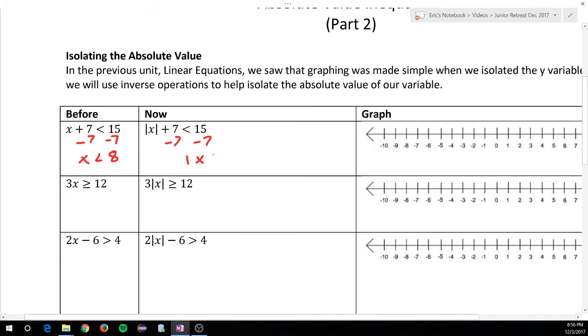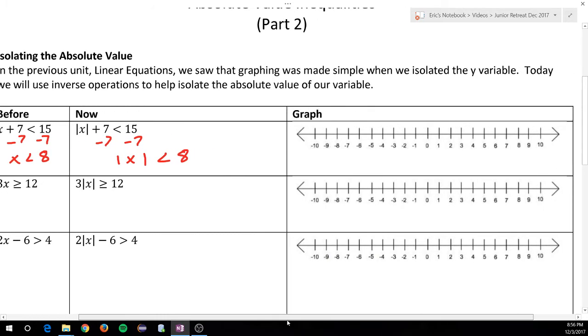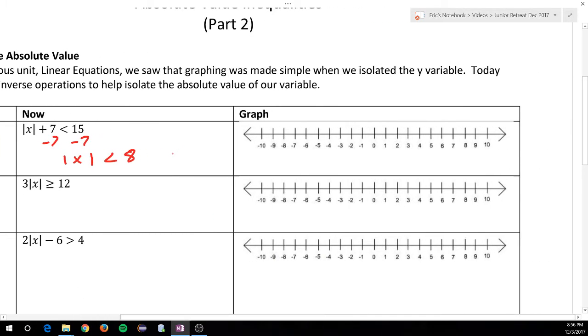And now we have the absolute value of x is less than 8. Now, based on the last video, if we're less than 8 away from 0, this means we want to stay close. We can go to the left, we can go to the right, but we must be within 8 units from 0. So we'll put an open circle at -8, open circle at +8, and go ahead and shade in between.